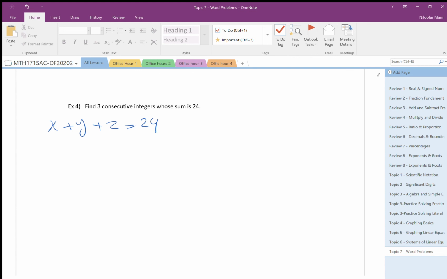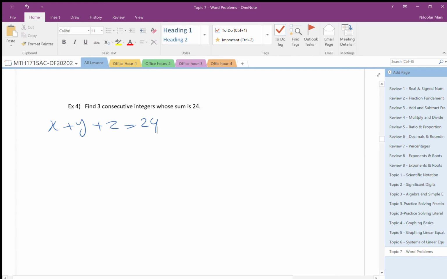It says three consecutive integers, which means they follow each other and they are integers. Of course I have to say integers, otherwise I cannot say they follow each other, because in the real number set, between any two numbers there are infinitely many numbers. But here they are integers, so I can make it easier.